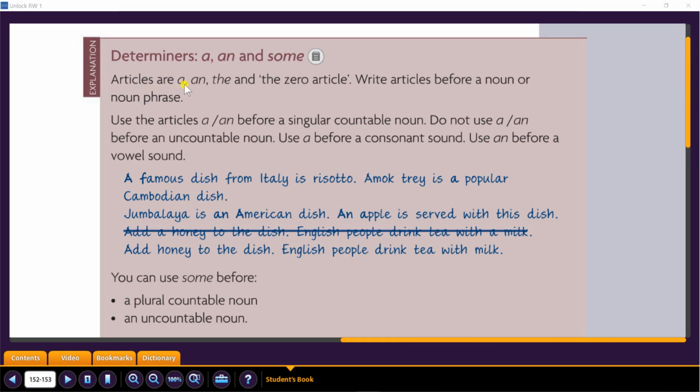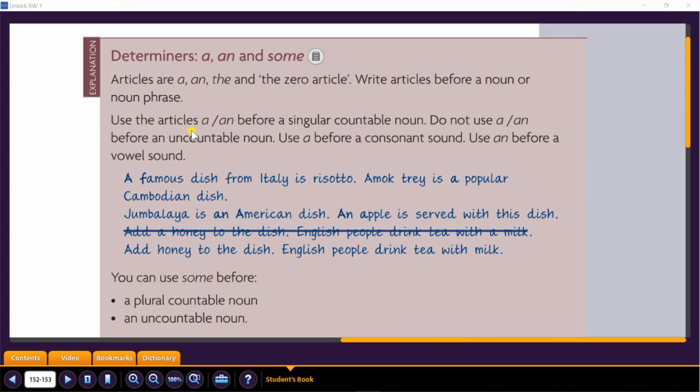Articles are a, an, the, and no article. So you can write here number 1, number 2, number 3, and this is number 4. So in English, we have 3 articles, or we can say 4 articles: a, an, the, and zero article. We usually write articles before a noun or noun phrase only. We do not, and I repeat, we do not write articles before verbs.